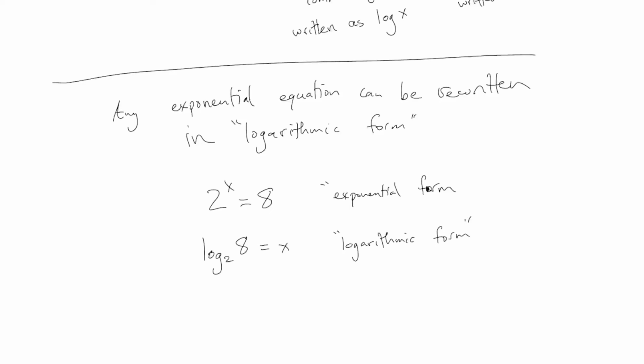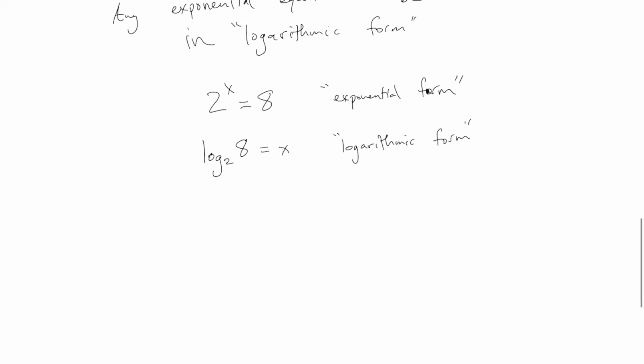These two equations, they mean the same thing, though. So the first equation says 2 to some power equals 8. The second equation says the log base 2 of 8 equals something. And those two equations are the same. They are interchangeable. All right? And this tells you the meaning of the logarithm.